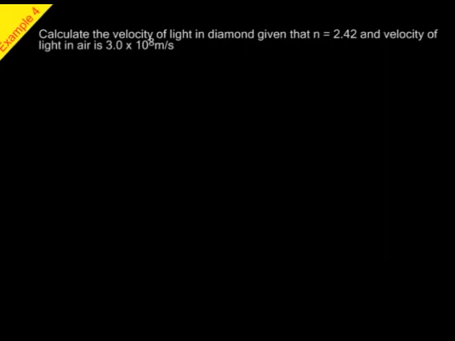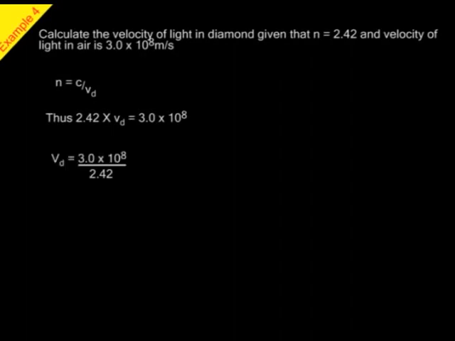In the solution, the refractive index is equal to velocity of light in air over the velocity of light in diamond. Therefore, 2.42 times the velocity of light in diamond should give us 3.0 times 10 to the power 8. If we divide that by 2.42, we shall have a velocity of 1.24 times 10 to the power 8 meters per second.